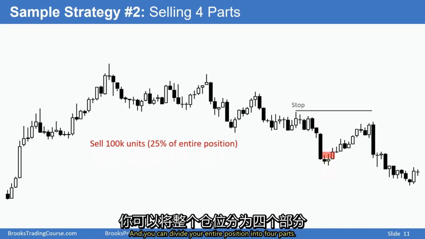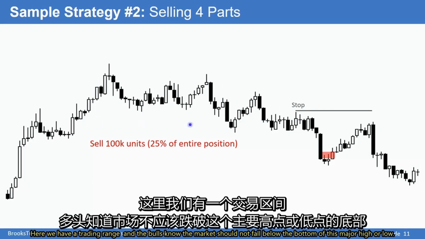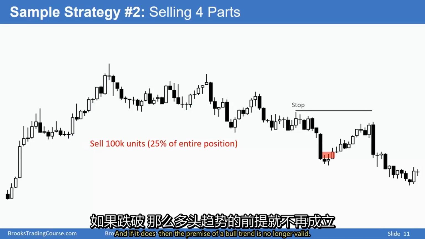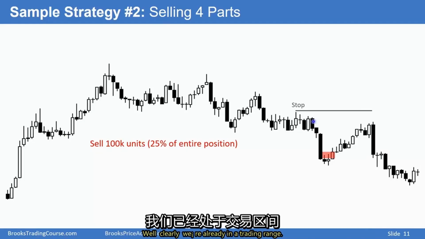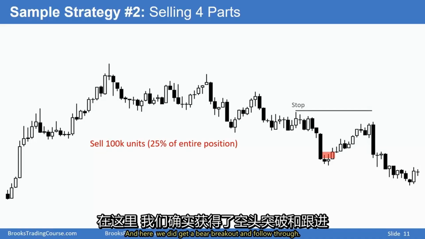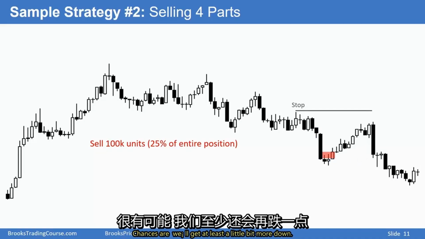And you can divide your entire position into 4 parts. Here we have a trading range, and the bulls know the market should not fall below the bottom of this major higher low. And if it does, then the premise of a bull trend is no longer valid. You have to then be thinking that maybe we're in a trading range or a bear trend. Well, clearly we're already in a trading range. And here we did get a bear breakout and follow through. Chances are we'll get at least a little bit more down.